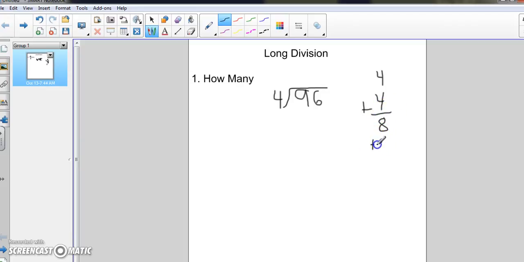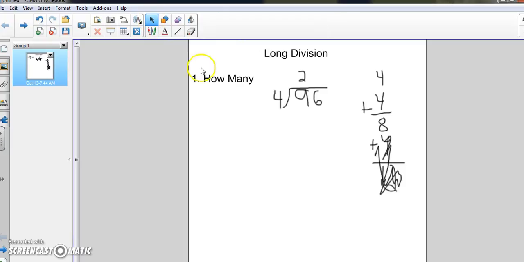And if I add up another 4, that would actually be 12. So that does not count because it went over 9. So I have to count up how many 4s go into 9. Well, it's 2. 1, 2. 2 4s go into 9.